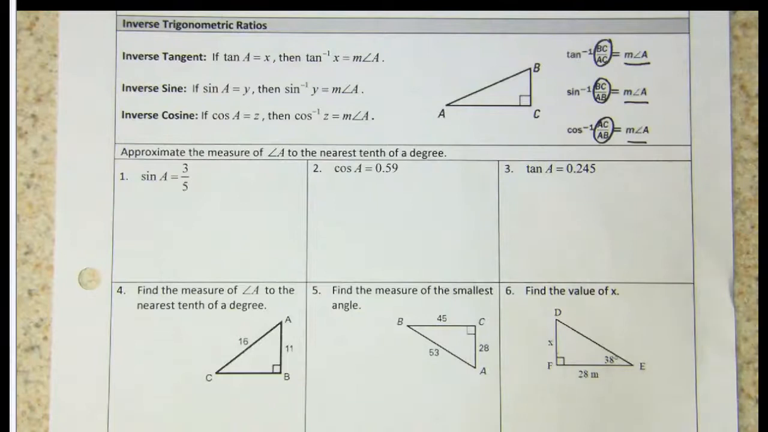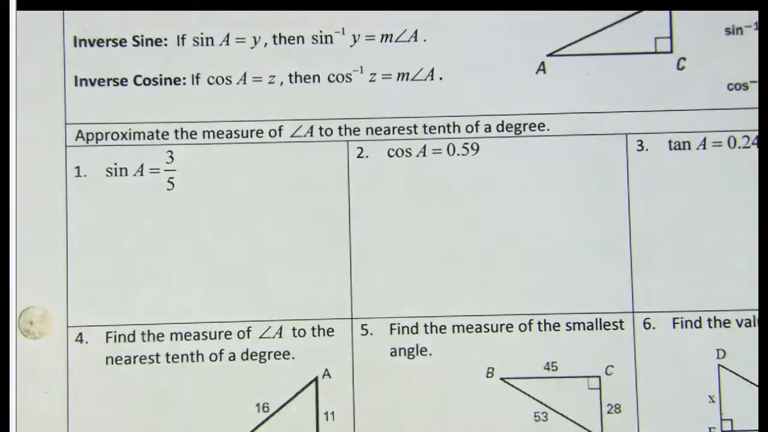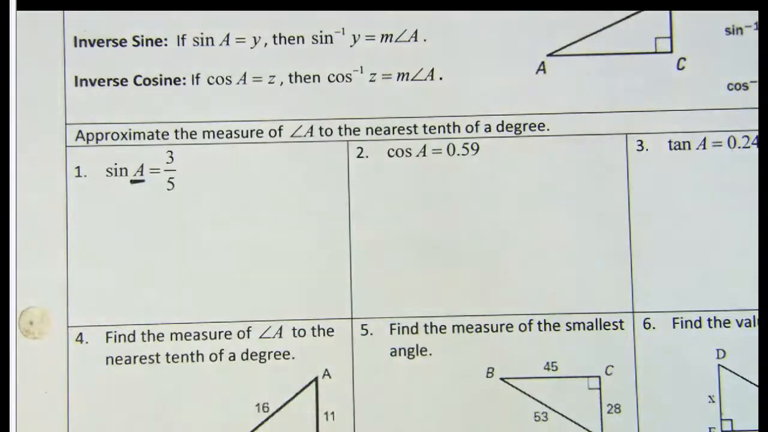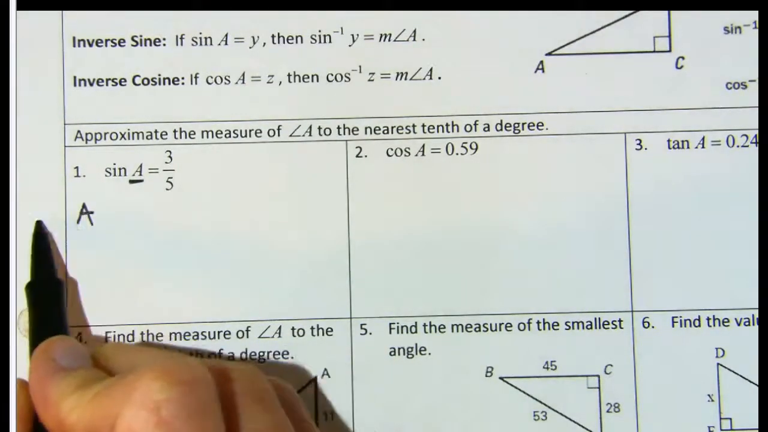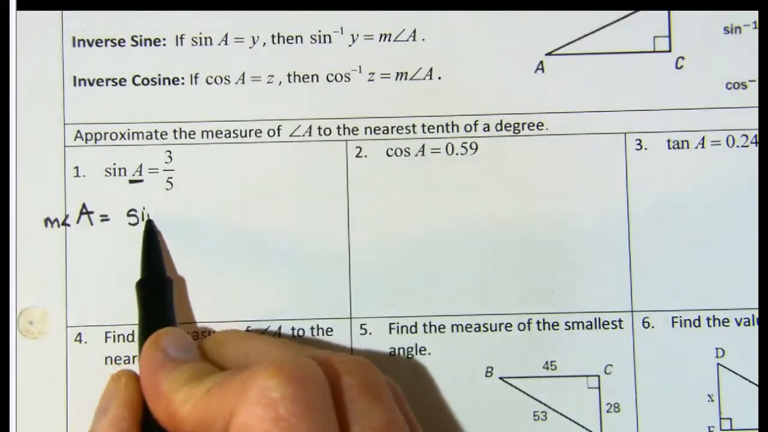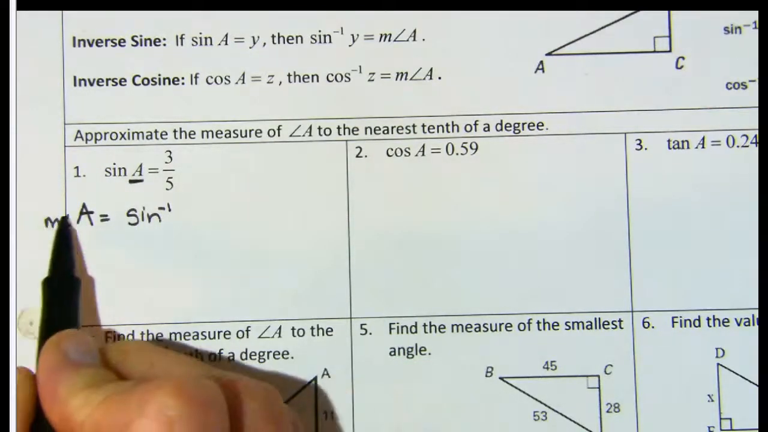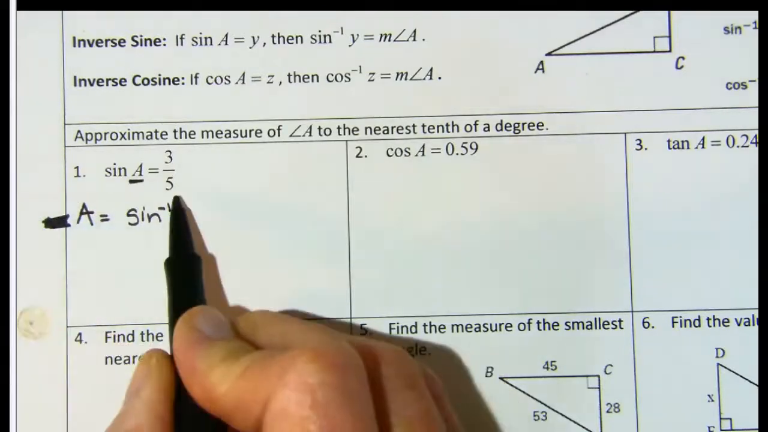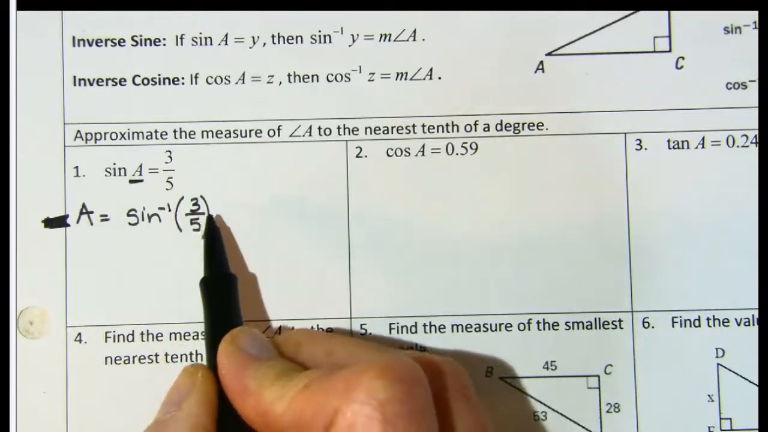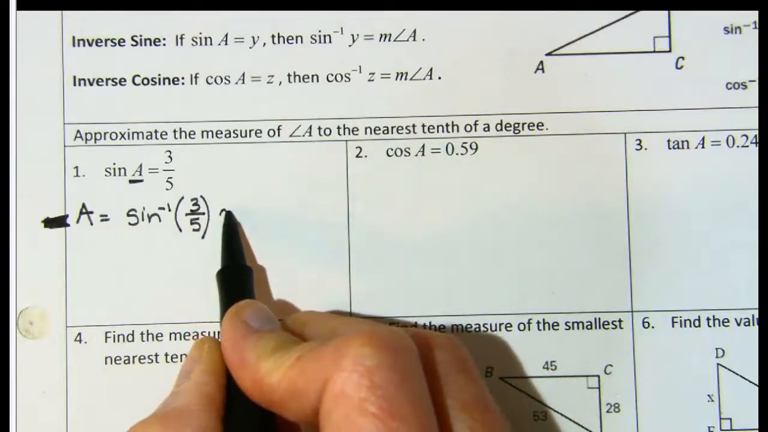So in number 1, I have sine A equals 3/5. Now, our job is to solve for this angle A. So we would actually say the measure of angle A is equal to the inverse sine. That's how we got rid of the sine to get this A by itself. And you really don't have to write the measure of angle A of 3/5. Okay? Now, 3/5 is just 0.6. It's the trigonometric ratio. And then we just encounter the calculator.